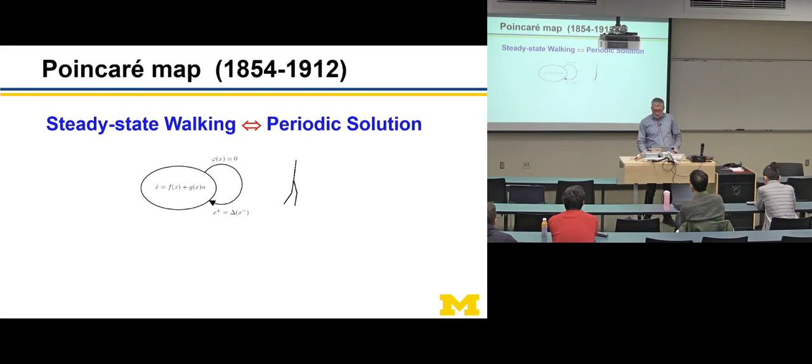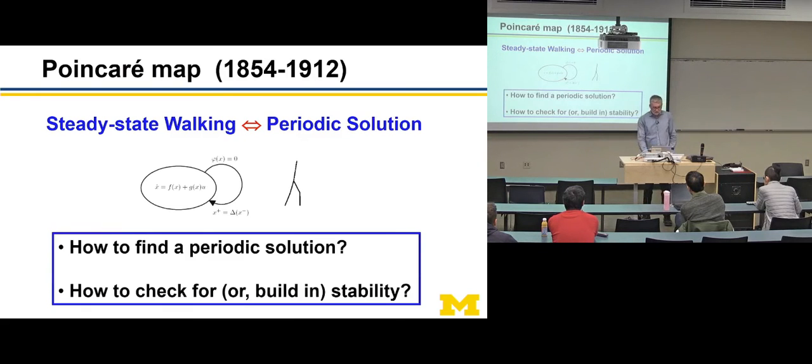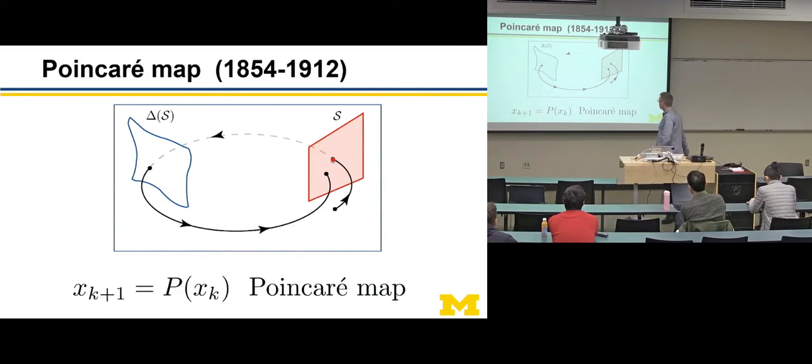So to turn it into math, you first need to understand what steady state walking is, okay? How to find periodic solutions and how to check stabilities. And when I show this to you, you're gonna go, oh, that looks like a contraction mapping, okay? So this is called a Poincare map. Just like we were using P for the contraction mapping, like most people do, they use P for Poincare here. So here's a Poincare map.